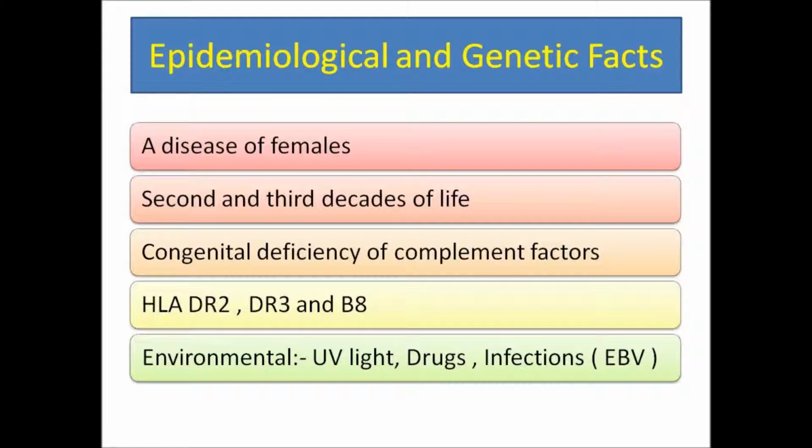Okay. We have some epidemiological and genetic points that we need to illustrate. SLE is actually a disease of females. It is 9 times more common in females than in males. And there are many theories that suggest why SLE is more common in females. One of them is that it is an autoimmune disease, and most autoimmune diseases are more common in females.